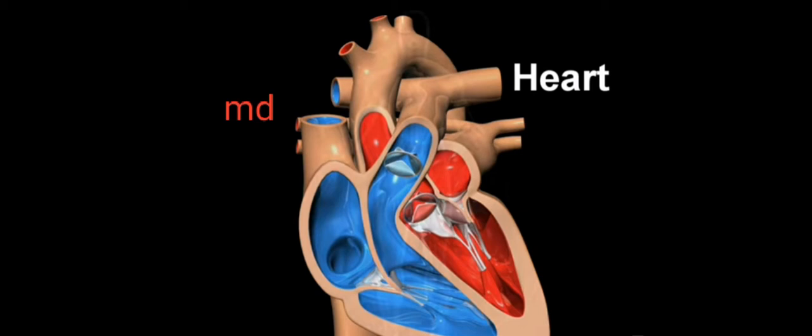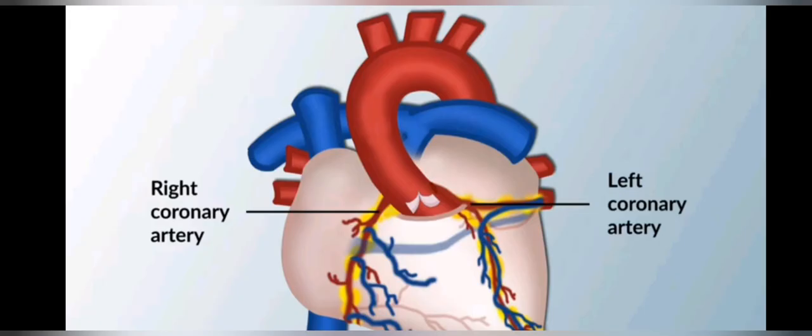The heartbeat is one complete rhythmic contraction of the heart followed by its relaxation. A normal human heart, while resting, beats about 72 to 80 times in a minute. During heavy physical work or exercise, the heartbeat goes up. In this structure, the right coronary artery and the left coronary artery are shown.